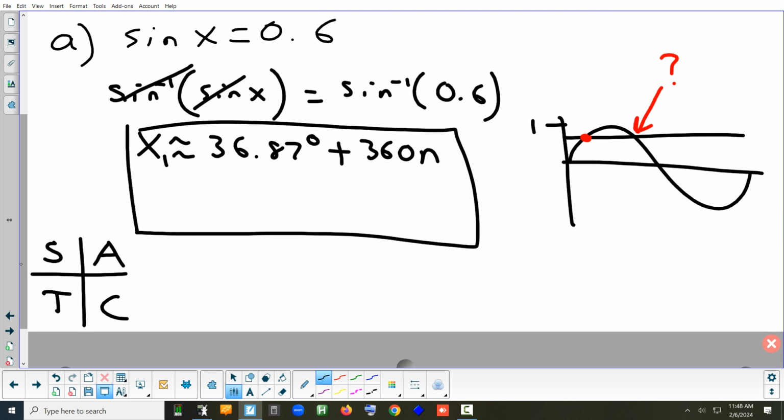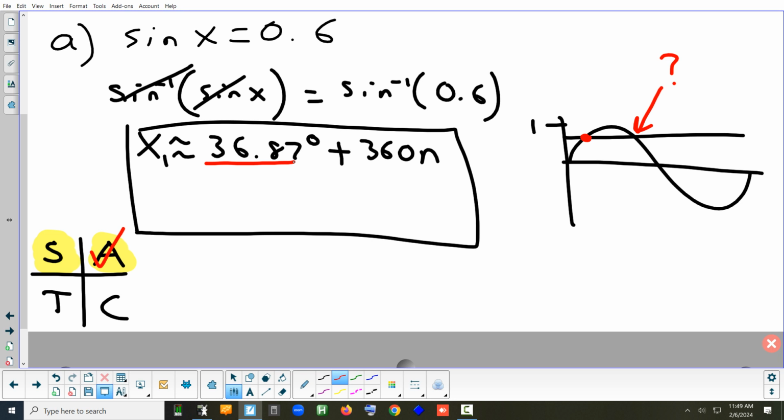Well, let's figure this out first. What two quadrants is sine positive? 1, 2. Yes, sine is positive in quadrants 1 and 2. 36.87 is in which quadrant? That's in quadrant 1. So we already have the quadrant 1 answer. So now we know where the second answer is. It's quadrant 2.